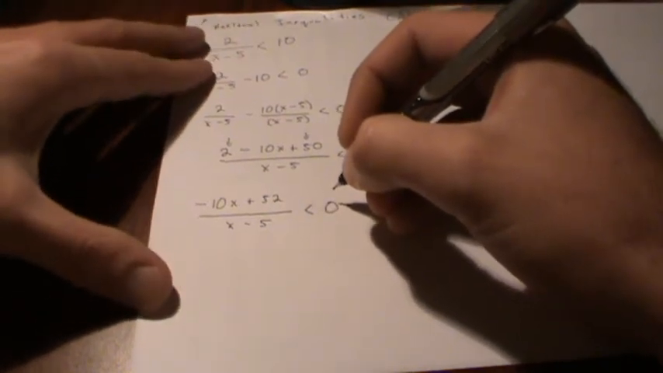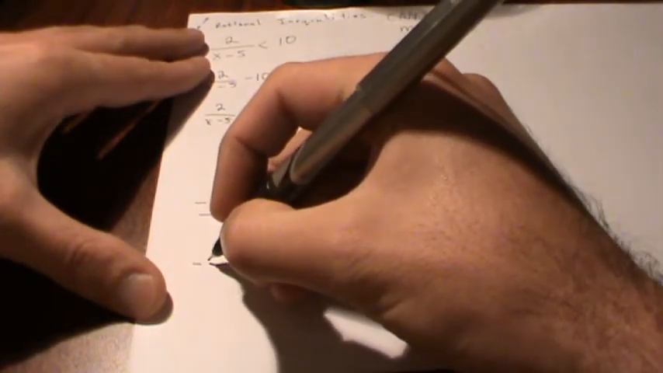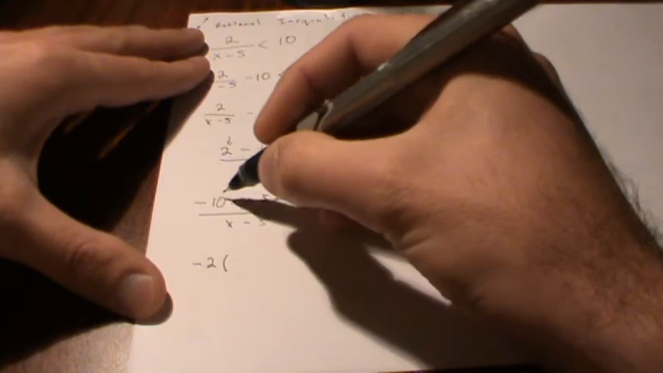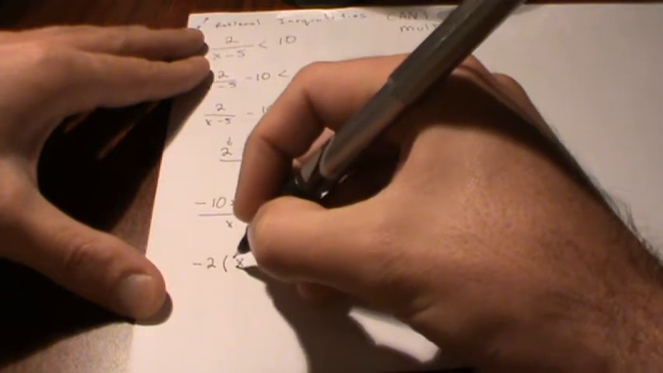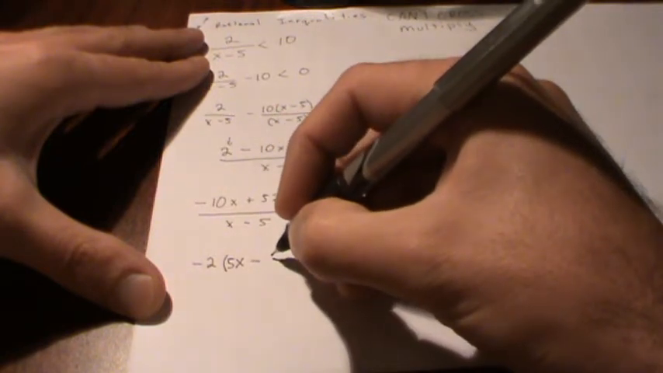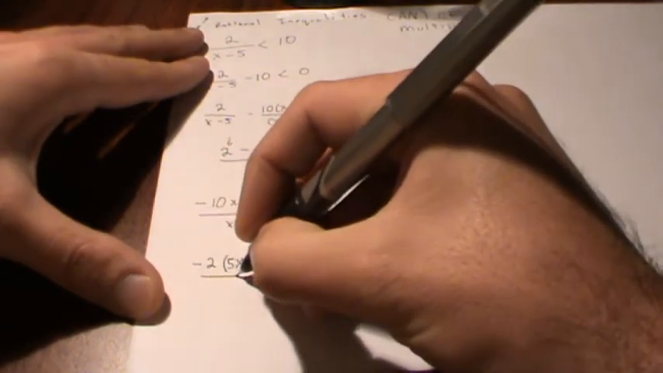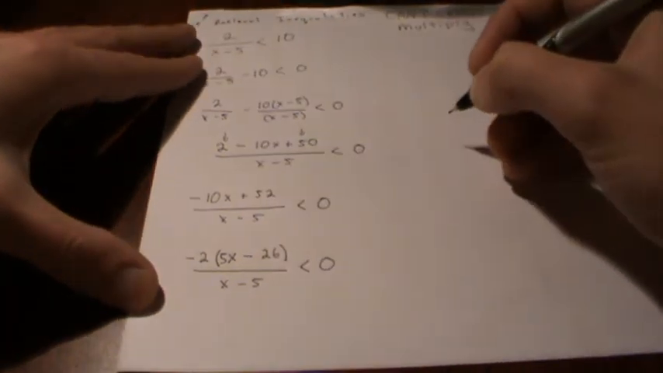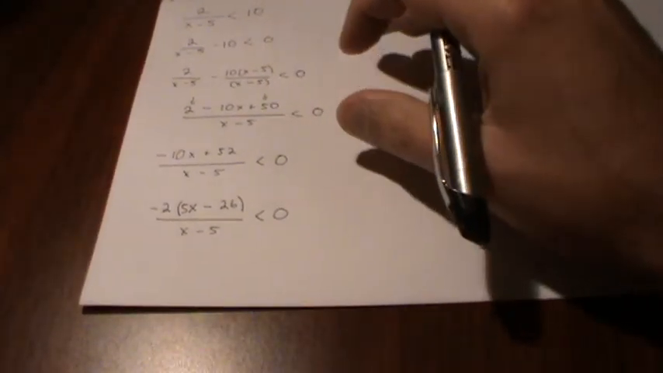Finally, what I'll do here is factor the numerator. I'll factor out a negative 2, and I'm going to get negative 2 times 5x minus 26 over x minus 5 is less than 0. And so now we're ready to begin.